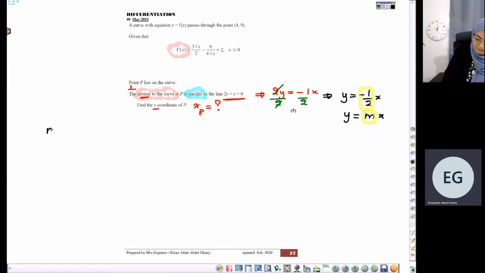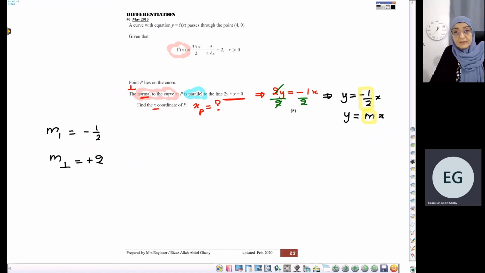The first step is the gradient of the line is negative half, and the gradient of the perpendicular will be positive 2. Remember from the chapter of straight line graphs, the perpendicular line, which we call normal here, has negative the reciprocal gradient. Then the normal to the curve at P is parallel to the line. So parallel lines have same gradient.